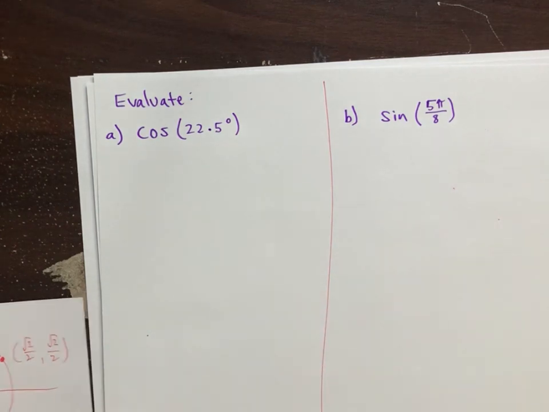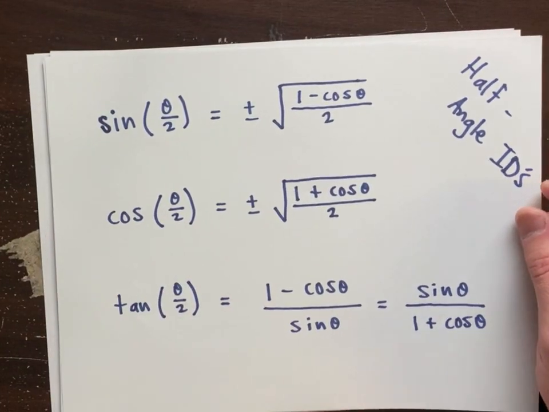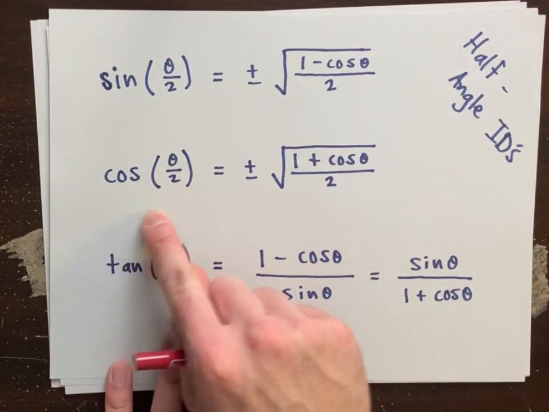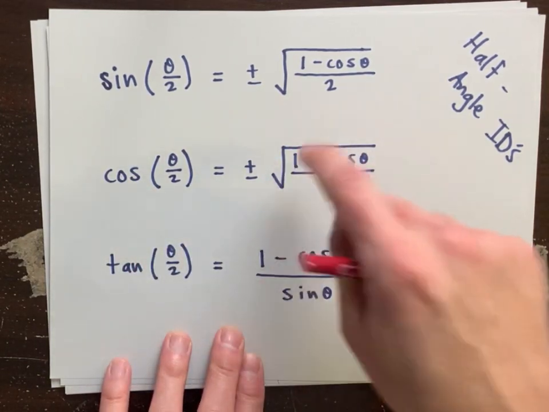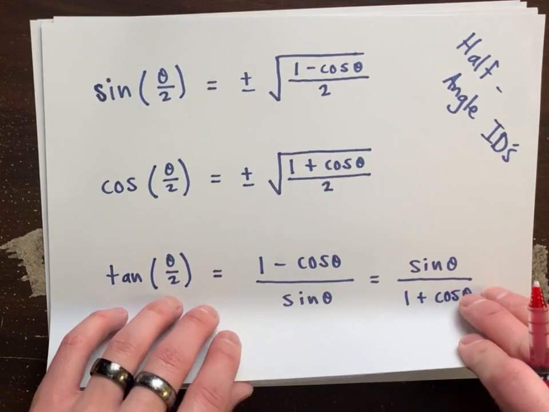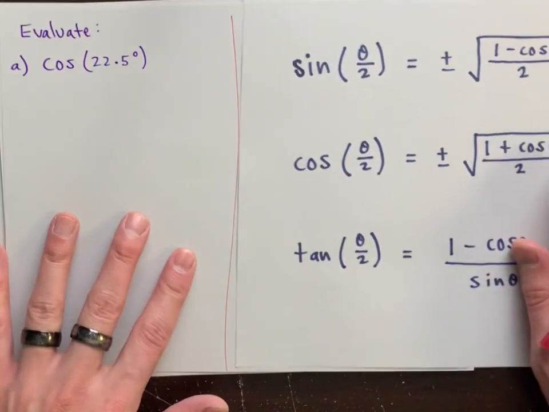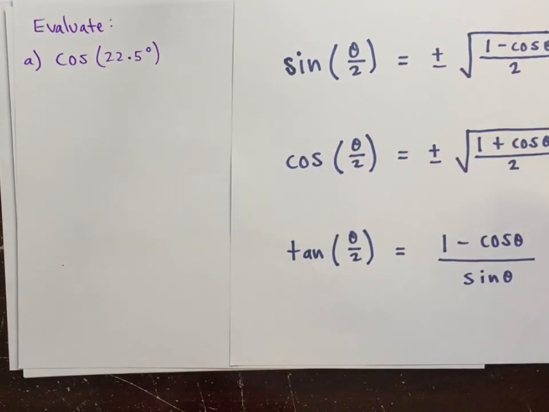So the point is to use a half-angle identity. Here's what we're gonna do. We're gonna make something look like this. And once it looks like this, we're gonna turn it into that, and that's gonna be the answer. So for example, this problem here, it says cosine of 22.5. I want it to look like an angle over 2. So what I'm gonna do is this.